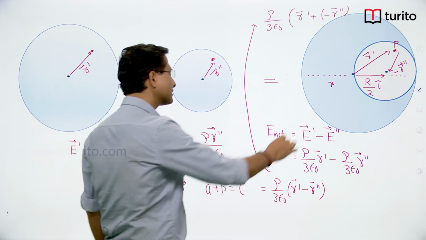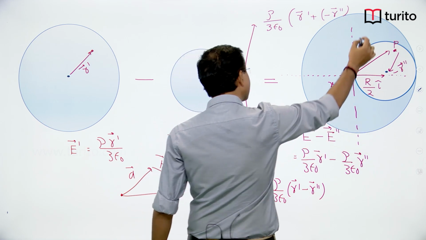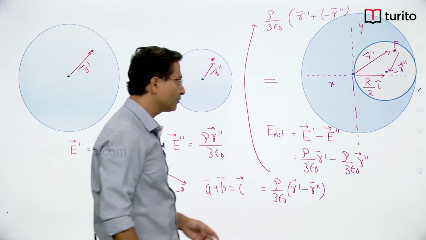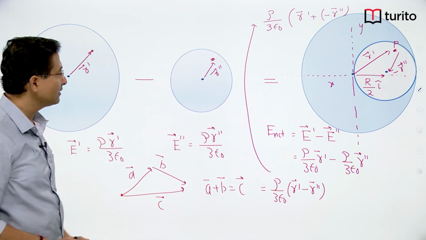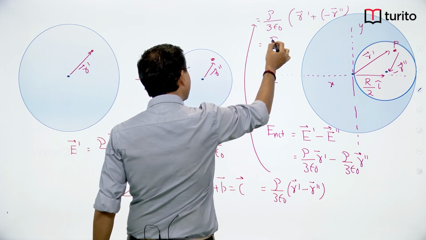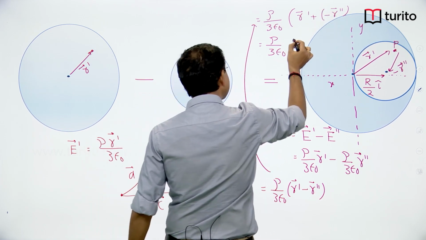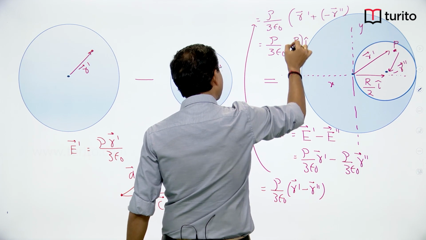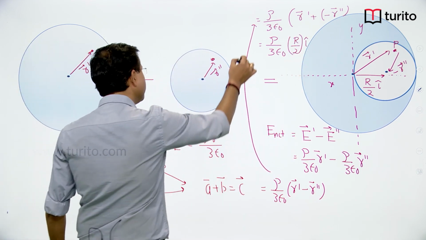I assume this to be x axis and this to be y axis. So, if in vector form, in i j form, I want to write, I can write R by 2 i cap. So, here you can see that this can be written as rho by 3 epsilon naught, this whole thing is R by 2 i cap. This is the net field.